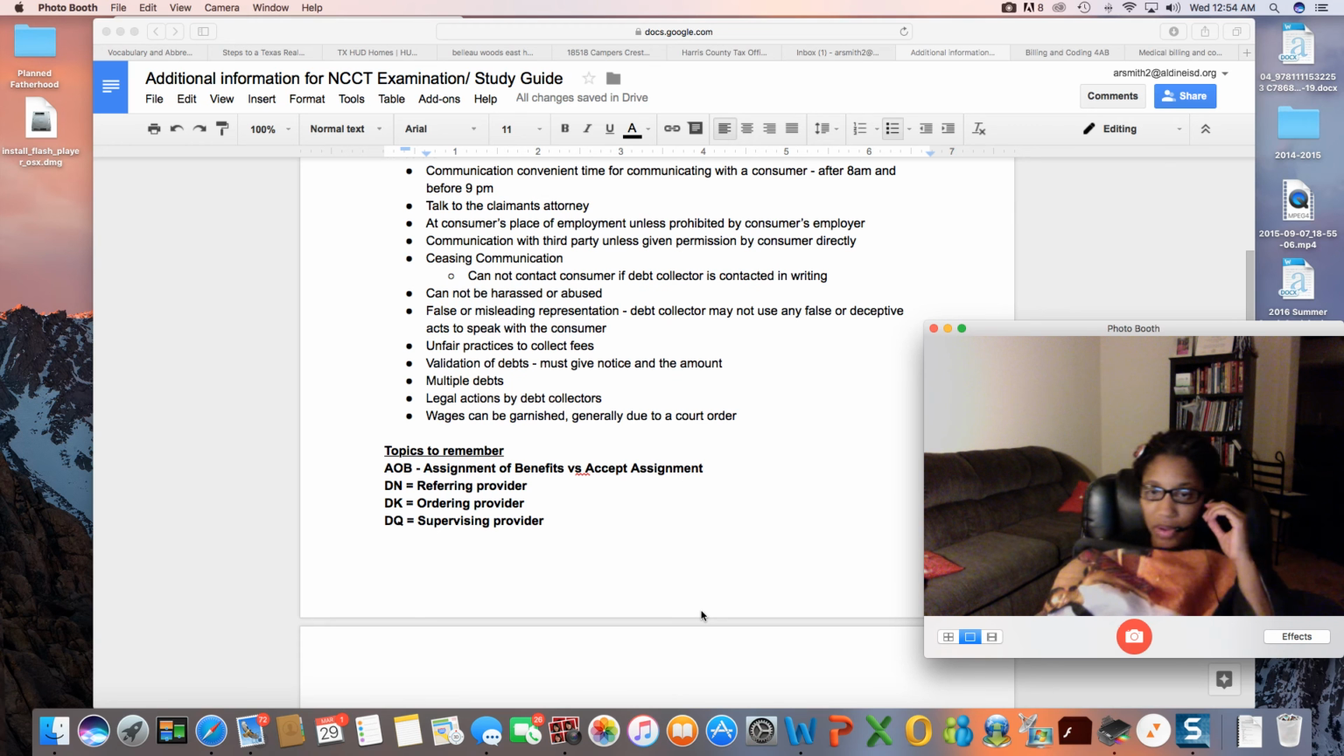Topics to remember: AOB is assignment of benefits versus accept assignment. The assignment of benefits is a document that the patient signs giving permission for the insurance company to pay directly to the provider. Accept assignment is where the doctor accepts the fee in which the insurance will pay.